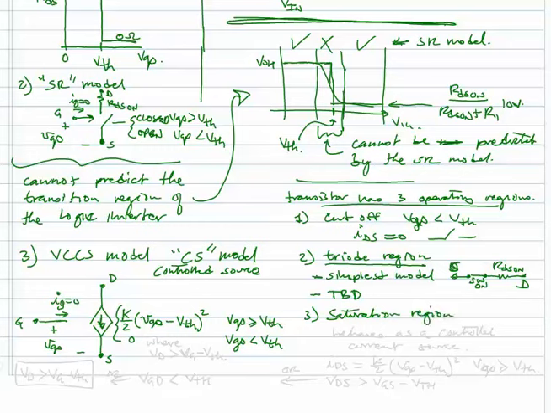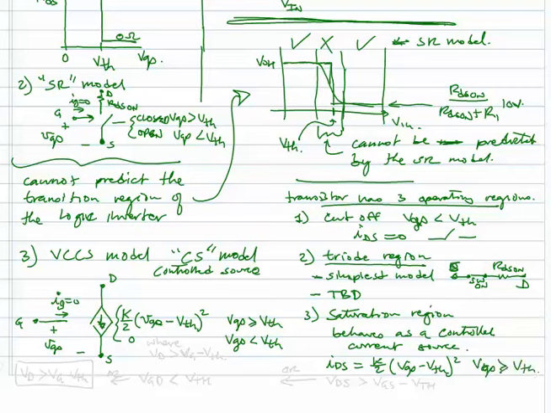And this is where the transistor behaves as a current source, as a controlled current source. And there are conditions for that. What are the conditions? In the saturation region, we have IDS equal to this constant K over 2 times (VGS minus V threshold) quantity squared. And that's for VGS greater than or equal to VTH.